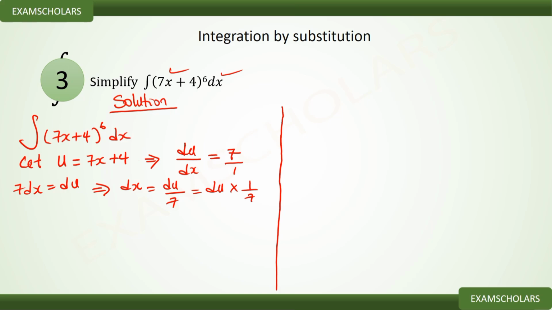Now go back to the original question and substitute. Where you see 7x plus 4, what are you going to put there? u. Where you see dx, what are you going to put there? du over 7. So the original question will now be like this: u raised to power 6 times du times 1 over 7.